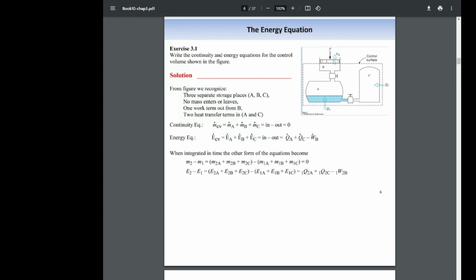And then the energy equation, as before, if we write it in terms of rates: the change in energy of the control volume, essentially the change in A, B, and C, is equal to whatever's coming in, which is QA and QC, and whatever's going out. And that's what this equation simplifies to.